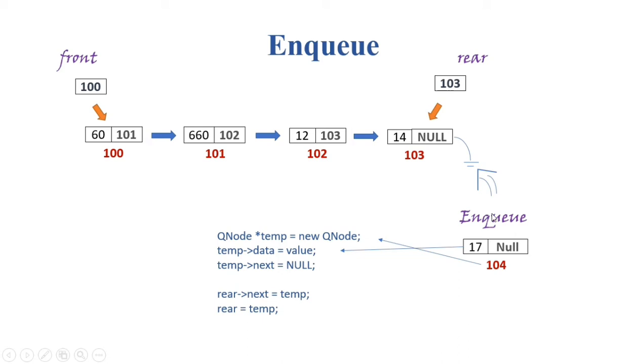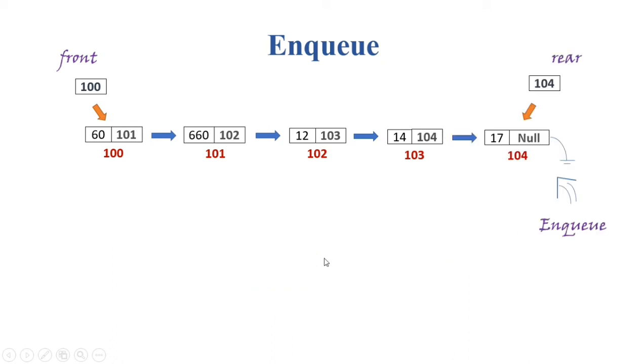So if this node gets added, this rear will then be equal to 104. And when that happens, we set the rear next to our temporary variable here, which is the address of 104. And then this value becomes 104 here. This is how the enqueue works with an efficient algorithm of queue with linked list implementation.